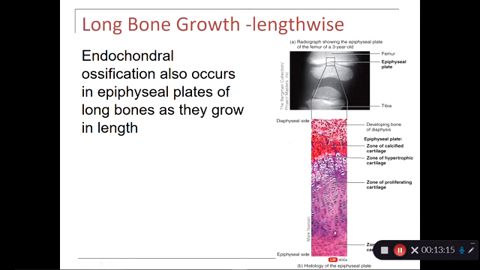You'll see that it's actually hyaline cartilage in this plate. And as this stuff divides and goes towards the ends, the epiphyseal ends, the stuff that is left behind begins to proliferate heavily. And as it gets further and further away, it begins to ossify. So that's how a long bone grows lengthwise.